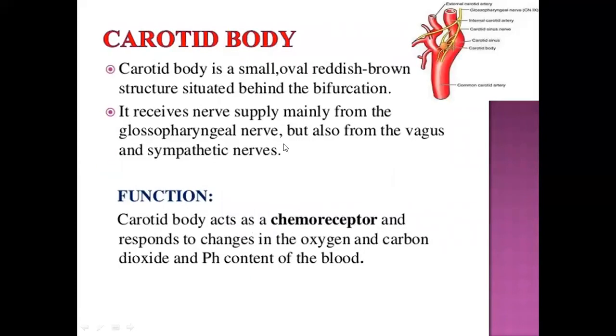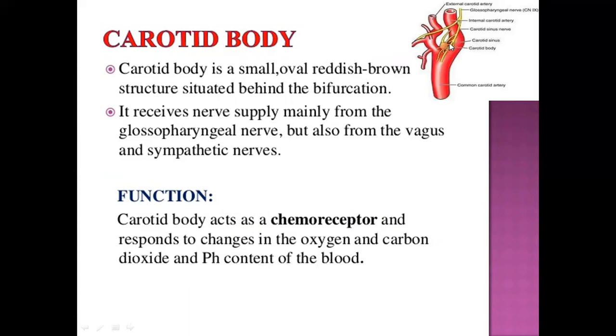So this is the carotid body. The carotid body is a small oval reddish brown structure situated behind the bifurcation of the carotid artery. It receives its nerve supply mainly from the glossopharyngeal nerve, but also from the vagus and the sympathetic nerves. The carotid body acts as a chemoreceptor and responds to changes in the oxygen, carbon dioxide and pH content of the blood.